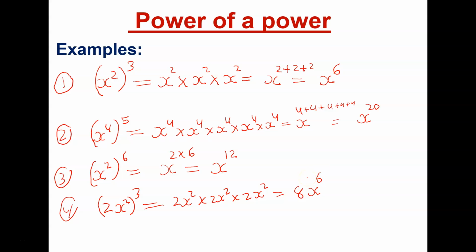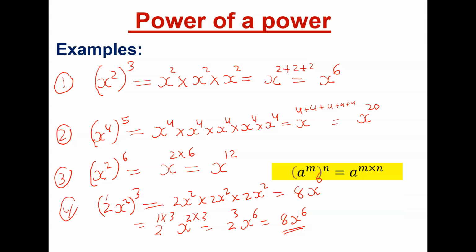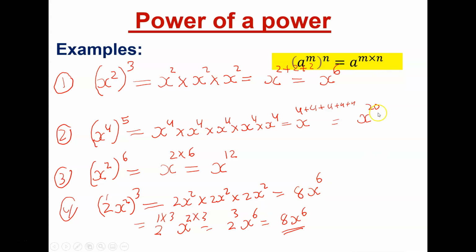Now, if you look carefully, the power of 2 is 1. You can easily say this is the same as 2 has a power of 1 times 3, and x has a power of 2, but times 3. And you end up with 2 to the power of 3, x to the power of 6. And you know 2 to the power of 3 is 8, and x to the power of 6. So this is how you apply it. This is the power of a power. And the formula says if you have a to the m, to the power of n, you multiply the 2 powers together.